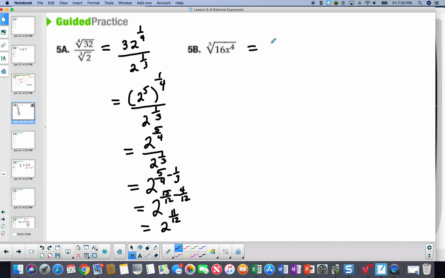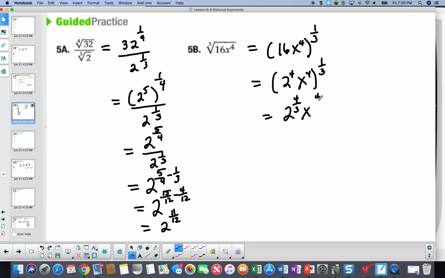Okay, over here, this is going to be 16x to the 4th to the 1/3. Now I know that 16 is 2 to the 4th. And now I'm going to do a power to a power on each one. So this is 2 to the 4/3 power, x to the 4/3 power. And I can leave that in that expression.